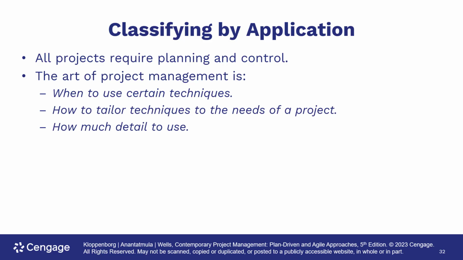Classifying by application. All projects require planning and control. The art of project management is these three items: when to use certain techniques, how to tailor techniques to the needs of a project, and ultimately how much detail to use. These are things that describe classifying projects by application. Just put some thought to that, and we'll go over more in detail. You'll understand that the art of project management is going to be covered throughout my class and in the book through future lessons.